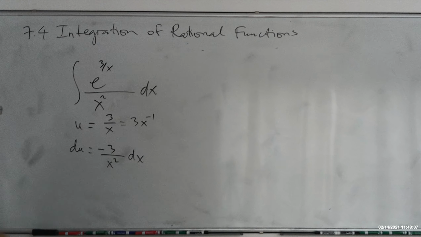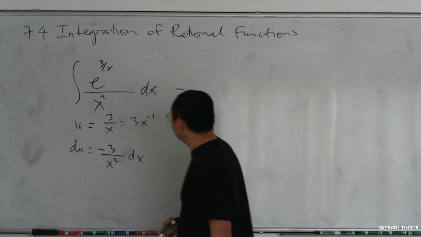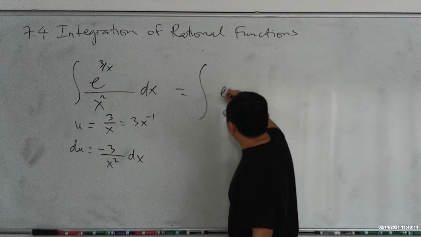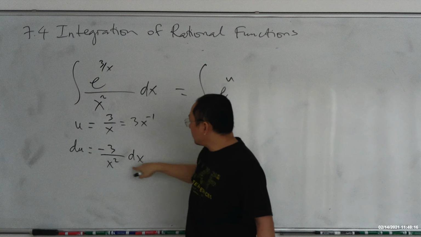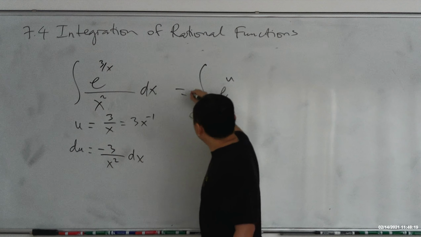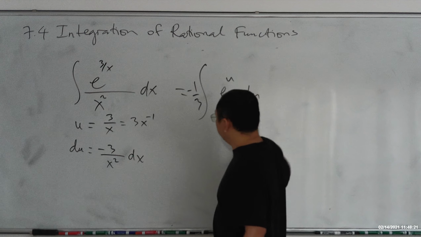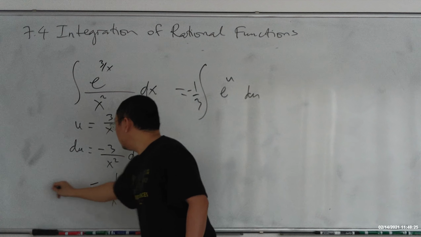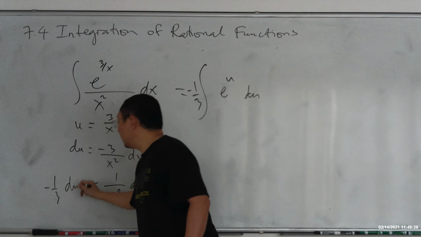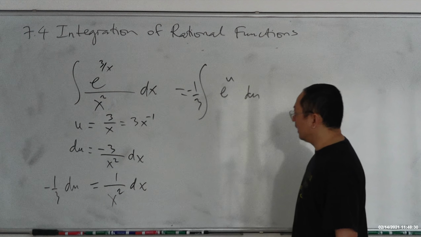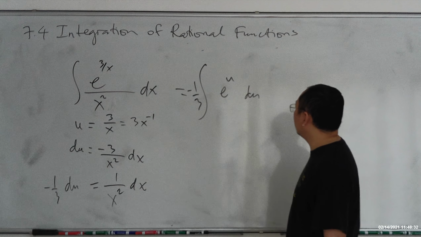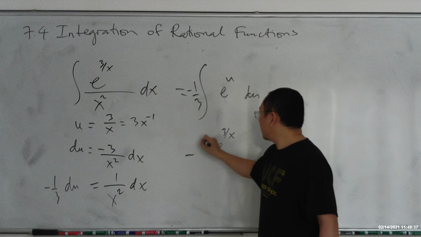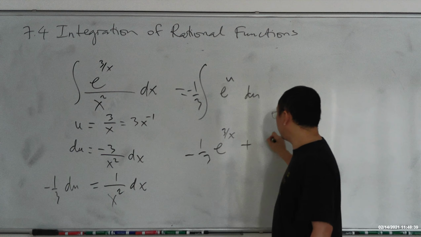Okay. So this problem becomes what? Integral e to the 3 over x is e to the u, and dx over x squared is going to be negative 1/3 du. Okay. 1 over x squared dx is equal to negative 1/3 du. I divided both sides by negative 3. Okay, and this is doable. The integral of e to the u is just e to the u, so e to the 3 over x, times negative 1/3, plus c.